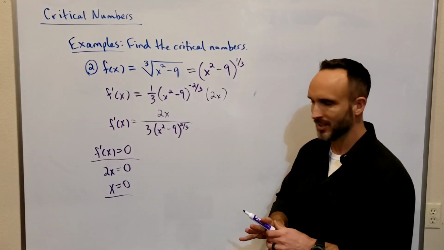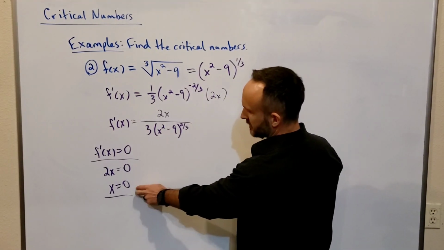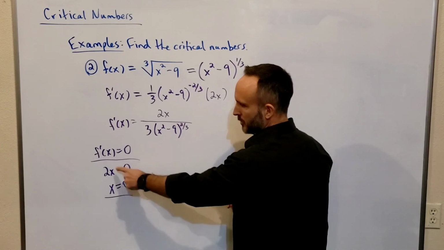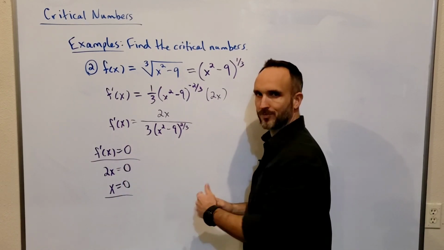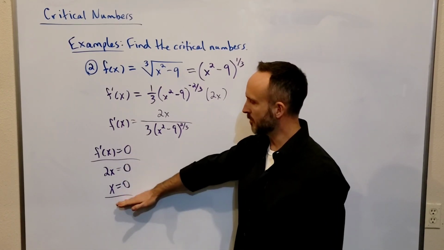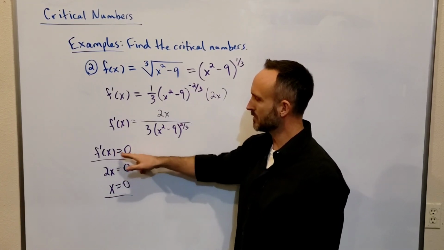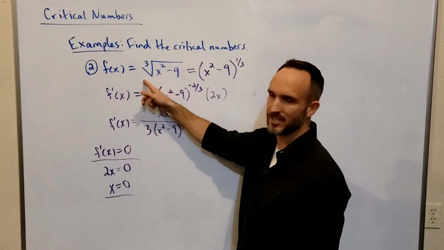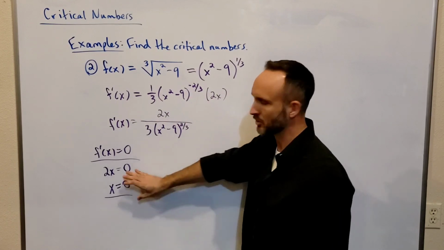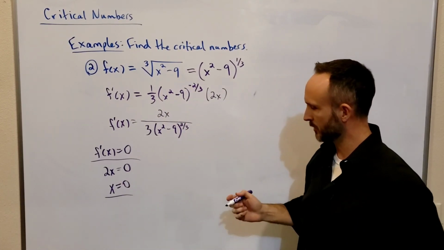So what does that tell us? That tells us that if x is 0, the derivative of the function is 0. In other words, if x is 0, this function has a horizontal tangent line. This original function has a horizontal tangent line. So that's a critical number. 0 is a critical number.